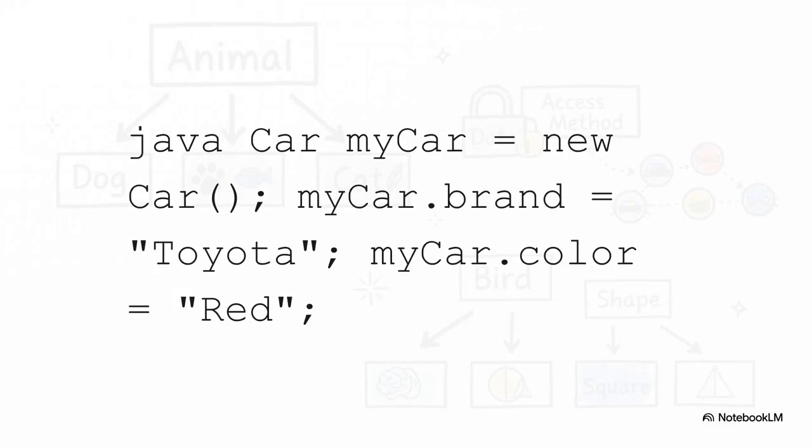And look at the code. See that little word new? That's basically the magic word. It's the command that says, hey computer, grab that car blueprint and build me a real one right now. Then we give it its own specific details. And just like that, my car is a real thing, an actual object in the computer's memory, a red Toyota.